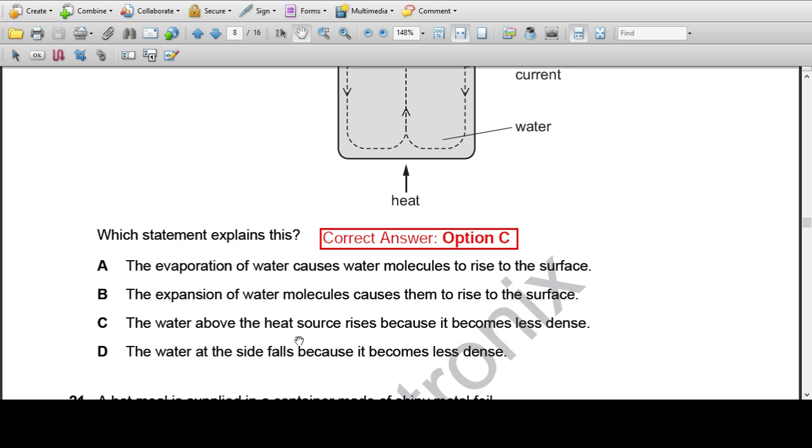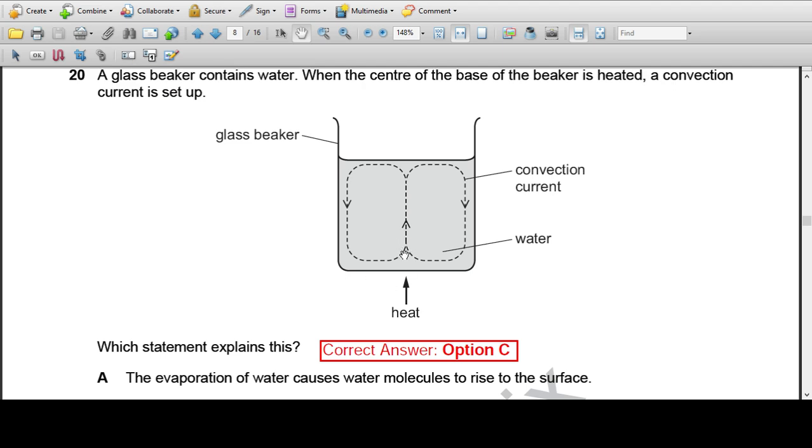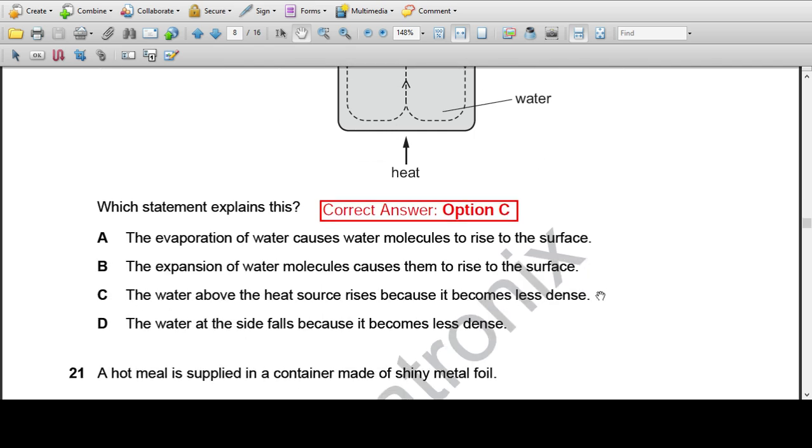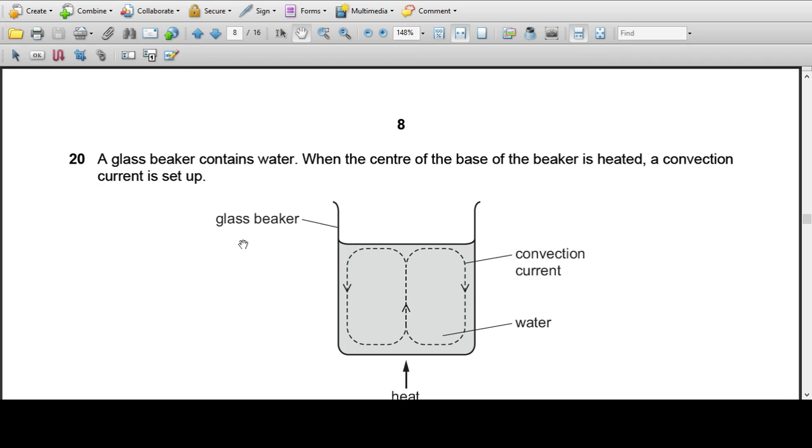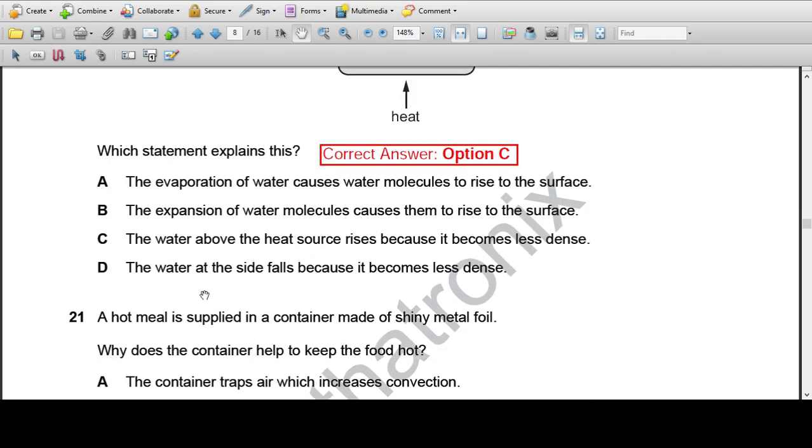The water above the heat source rises because it becomes less dense. So when the temperature rises here, it becomes less dense and goes up, and at the surface it rejects heat, cools down and comes back to the bottom. This is called a convection current. So option C, the water above the heat source rises because it becomes less dense, is the correct option.